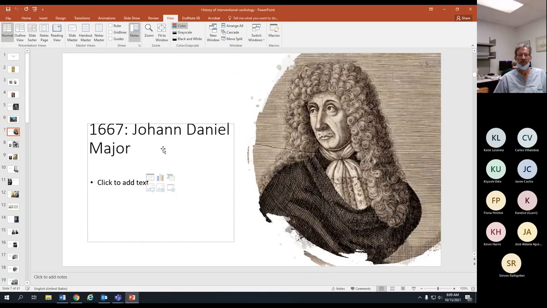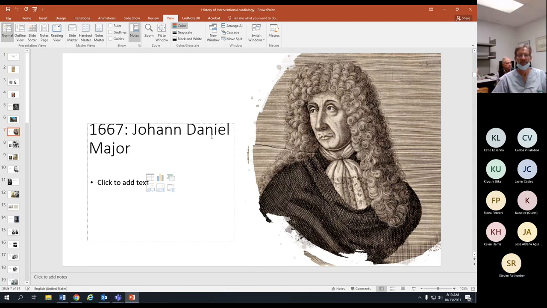And later, in 1667, Johann Daniel Major, a physician from Germany, took the next step to perform the first venous injection in a human. His choice was to inject opium, and it was a poor choice for the first injection, as it yielded an adverse outcome in his subject, and replicating the experiments was deferred for some time after this.